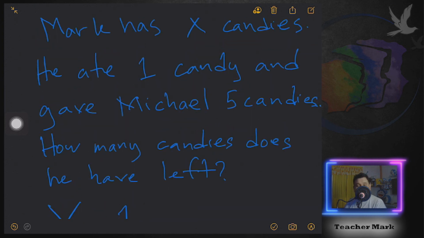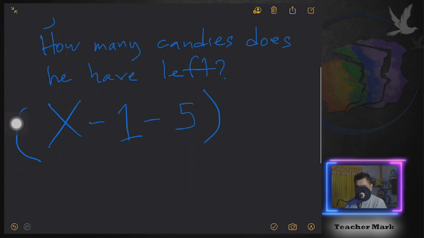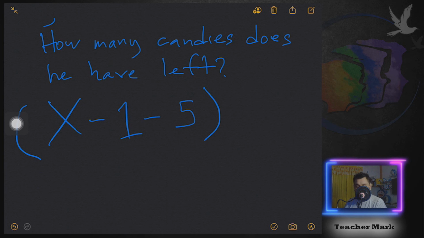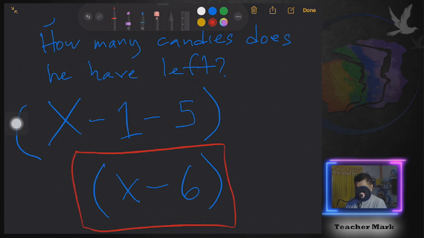Okay. Then he gave Michael 5 candies. Giving away that certain amount of candies from the number of candies that you have means that you are going to subtract as well. So that is also minus 5. So your final answer here is x minus 1 minus 5, or in total, you subtracted a total of how many candies? That's x minus 6 candies. This is now our final answer.